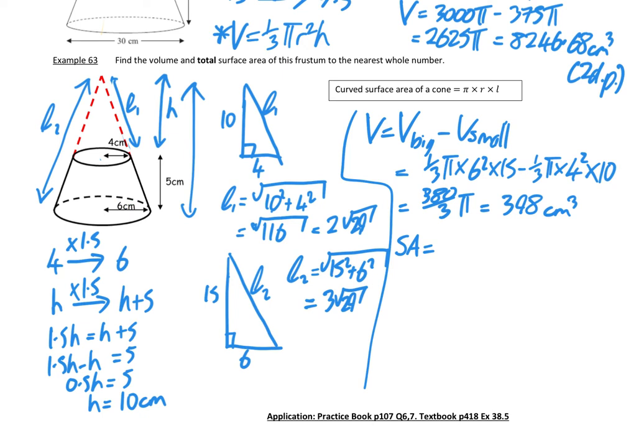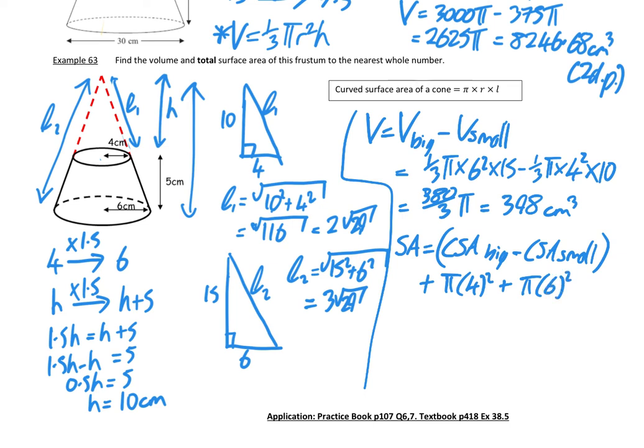So what we've got is, I'm just going to put in brackets, curved surface area, CSA, of the big minus curved surface area of the small, and then plus you've got the small circle, which is going to be pi times 4 squared, plus you've got the bigger circle, I should say, the bigger circular base, pi times 6 squared. So we're going to have to work all of that out.